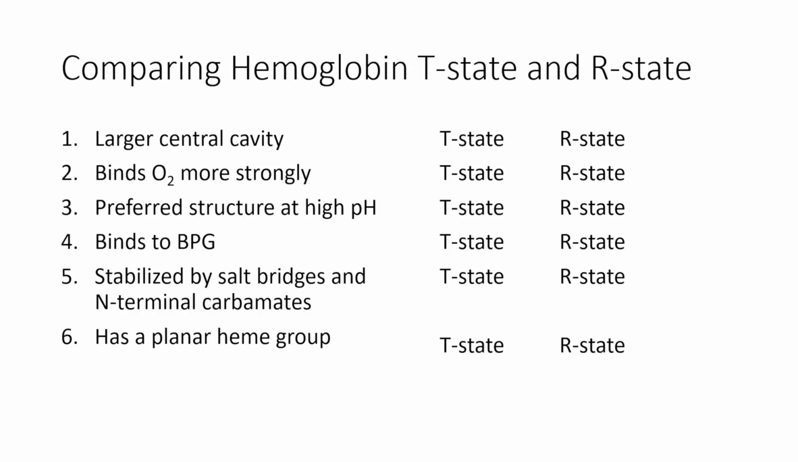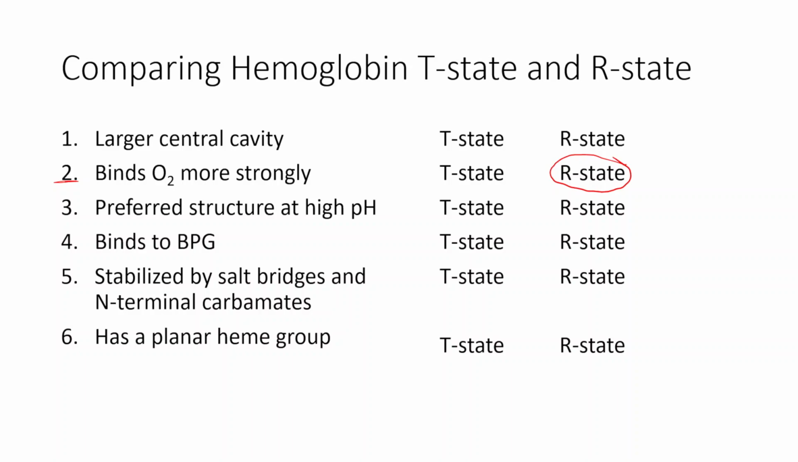All right, so I want to actually go over these a little bit out of order because I think it will hopefully make everything make more sense at the end. So I actually want to start with number 2. Which state binds oxygen more strongly, the R or the T? Yeah, the R state. Yes, that is correct.